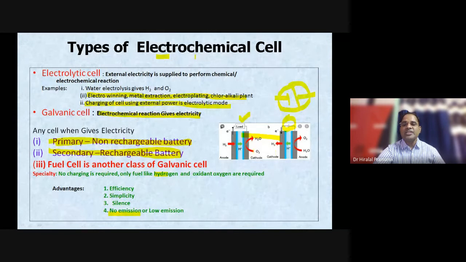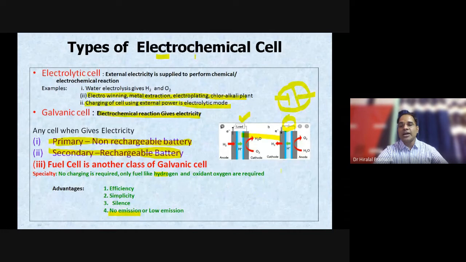And the reverse mode: if you remove the battery source, the hydrogen electrode will act as an anode and the oxygen electrode will act as a cathode. Hydrogen will split and give you electron and ion. The electron will flow through the outside circuit and come to the cathode, and the ion will pass through the electrolyte, come to the cathode and give you water as a product. And this flow of electron is the current for fuel cell mode.